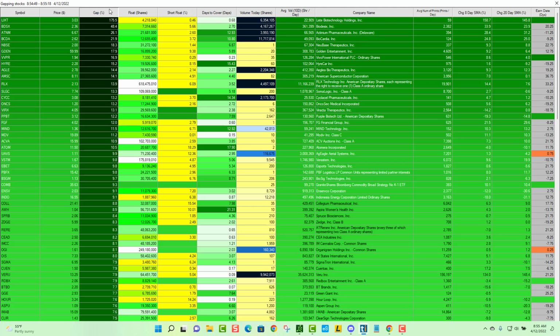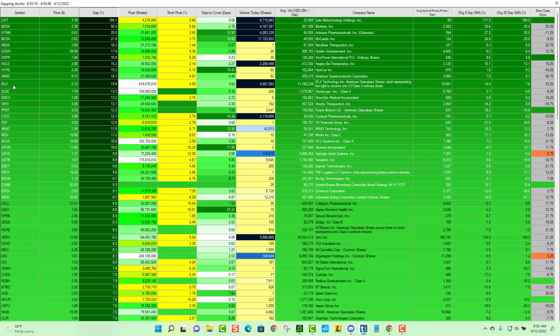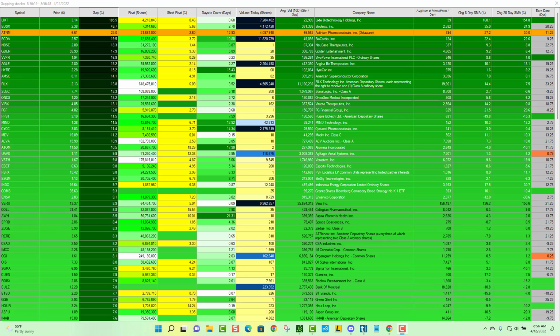We add this stuff for some people that like it. But typically I look at symbol, so what's running, the price, the gap percentage up, and then kind of float, short float, stuff like that, and then volume, right? So you want to see a lot of volume. Pay attention to the float and the gap percentage.